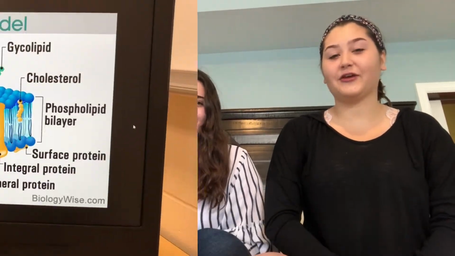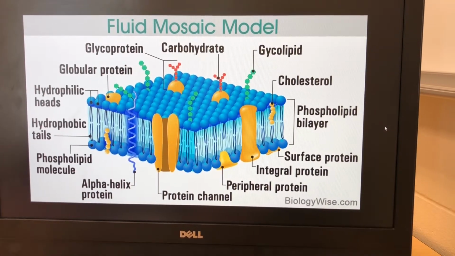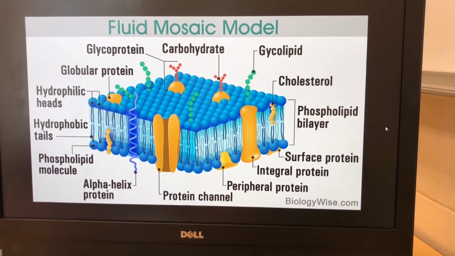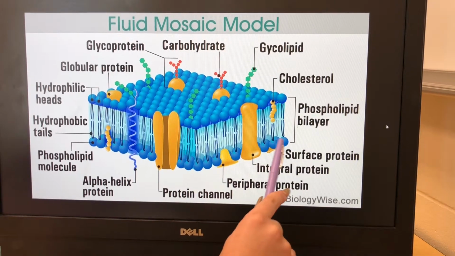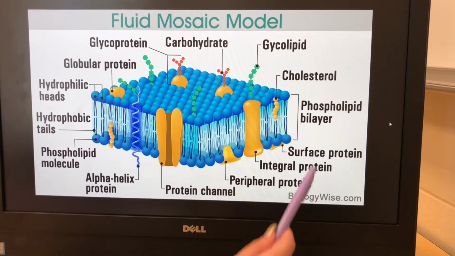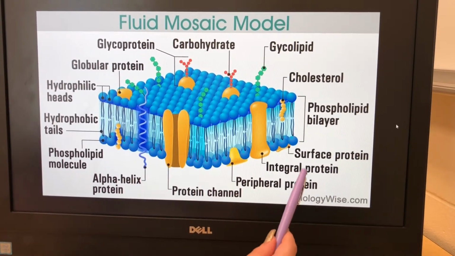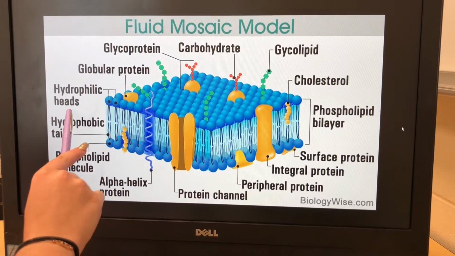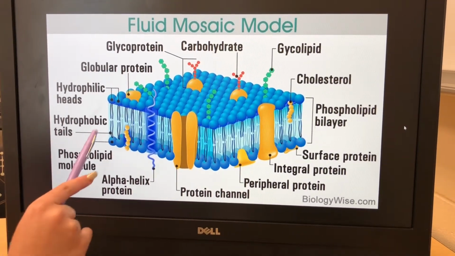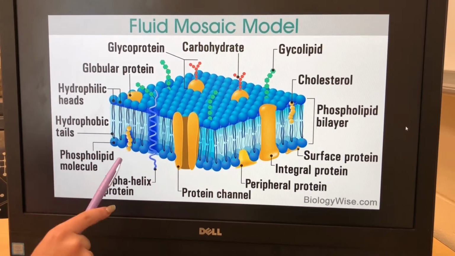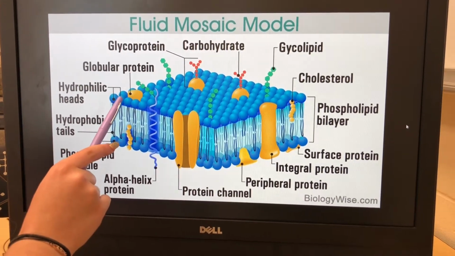Cells. The living units. This is the fluid mosaic model of the membrane structure. This is the phospholipid bilayer. It makes up the membrane with hydrophilic heads and hydrophobic tails. The hydrophobic tails are scared of water, and the hydrophilic heads love water.